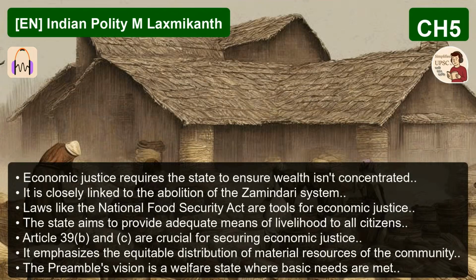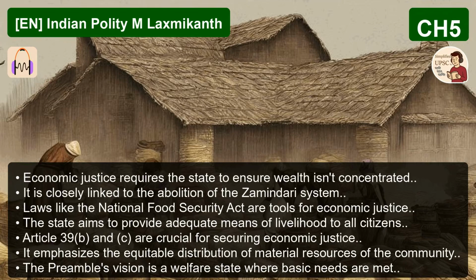With the nature of the state established, we move to the purpose. The four major objectives declared for the citizens: justice, liberty, equality, and fraternity. Let's start with justice, which is sought in three forms: social, economic, and political. This is the supreme objective. Justice here is the ethical, moral, and conceptual spine of the entire document. It was drawn heavily from the principles of the Russian Revolution of 1917, reflecting the Constituent Assembly's desire to move beyond purely political freedom toward material welfare.